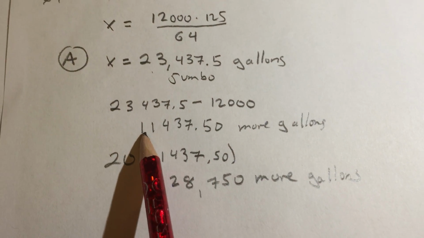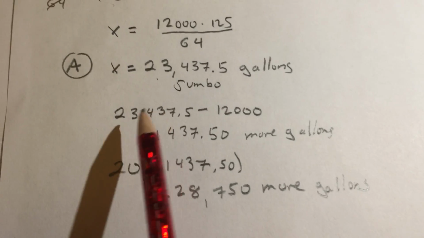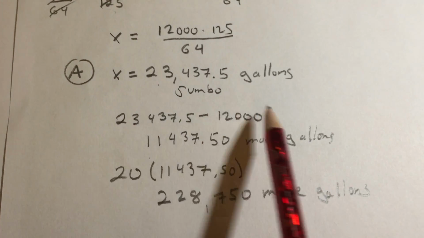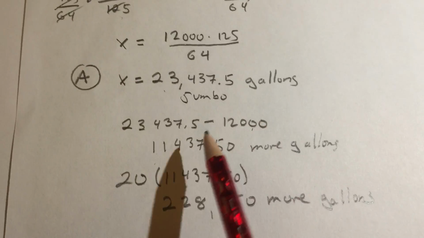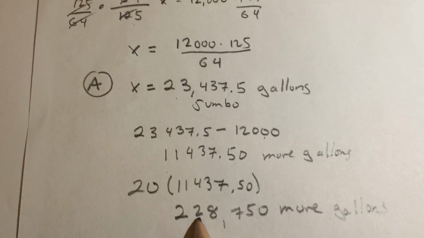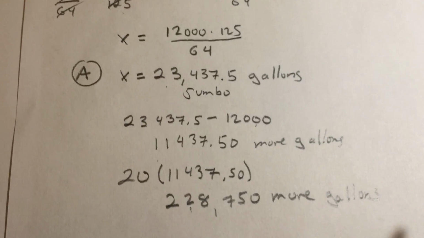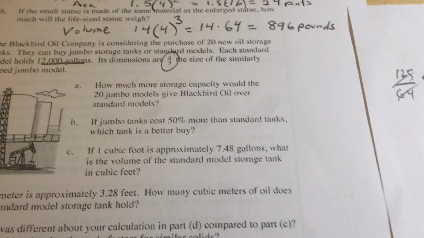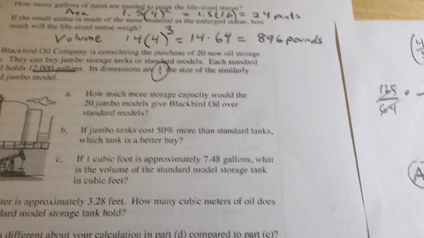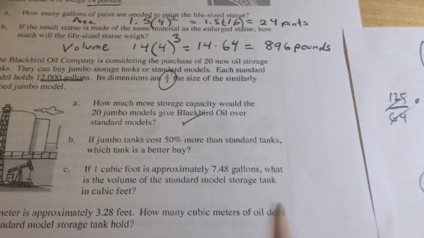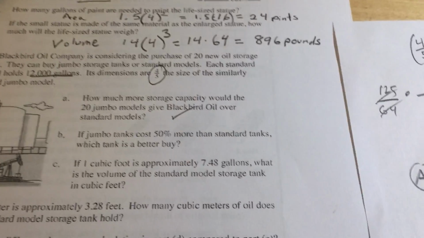I just went ahead and multiplied the difference by 20. But what we could have done is multiply this number by 20, this number by 20, and subtract them both, and we still would end up with 228,750. So now we've officially answered question A. So we're good on question A. So let's jump to B.